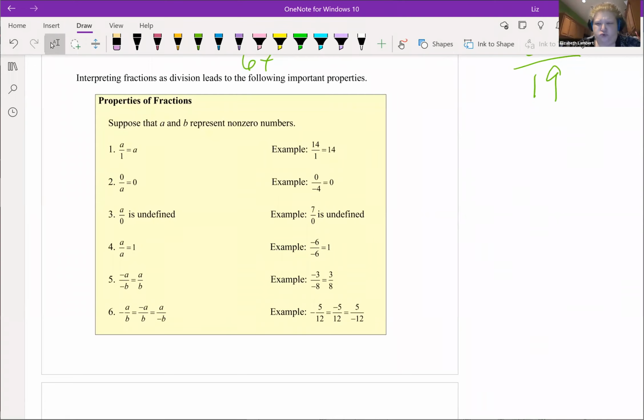All right, properties of fractions. Yes, it's a big fancy thing and needed a big fancy voice. Not really. So suppose A and B represent non-zero numbers. That is because 0 within a fraction can do some weird things.